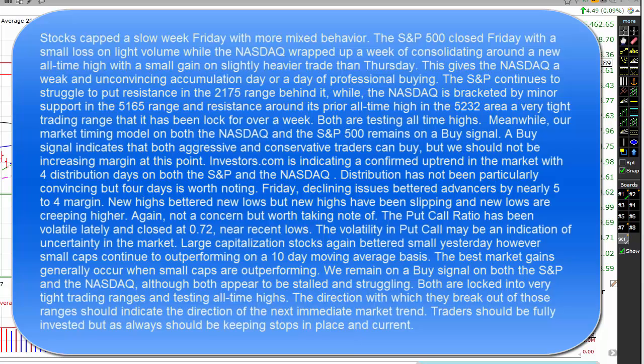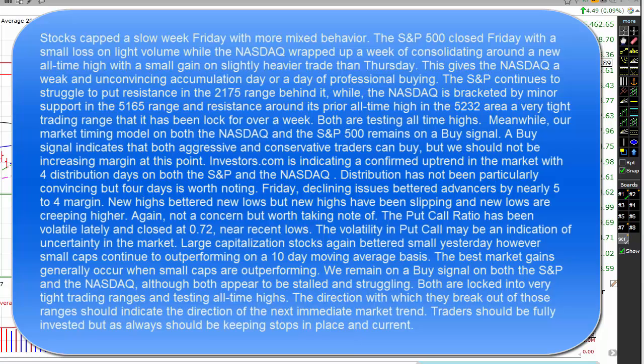The put-call ratio has been volatile recently and closed at 0.72 near recent lows. The volatility in the put-call ratio may be an indication of uncertainty in the market. Large capitalization stocks again bettered small yesterday. However, small caps continue to outperform on a 10-day moving average basis. The best market gains generally occur when small caps are outperforming.